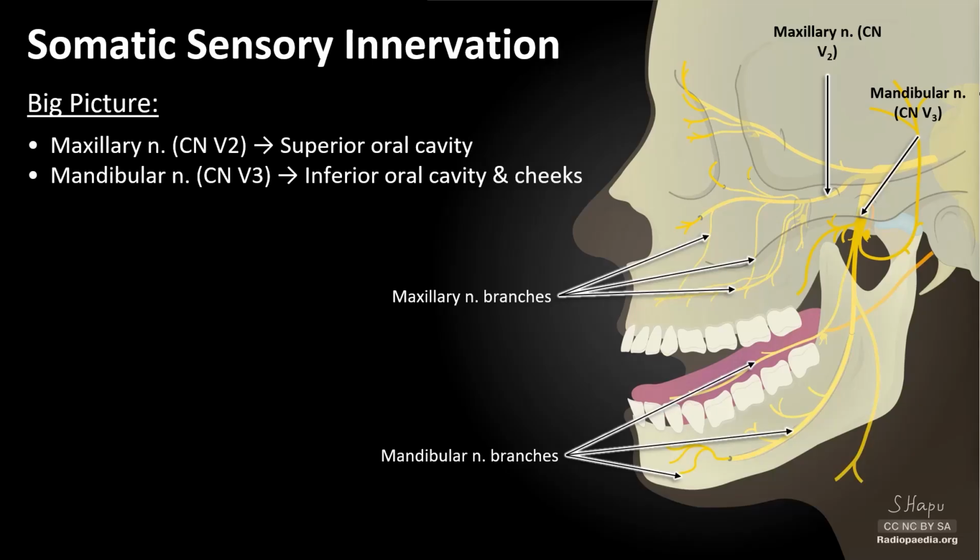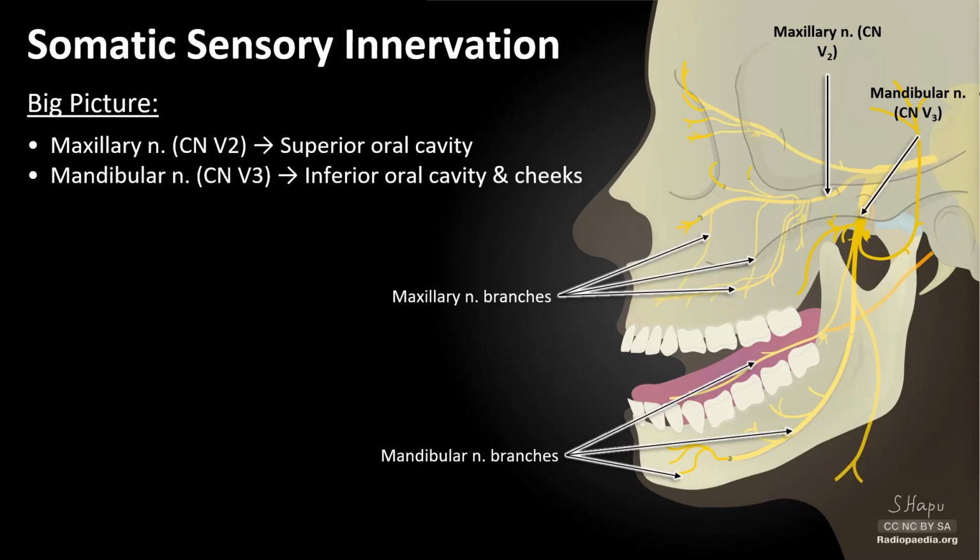I want to start off here painting with some really broad strokes. We'll get at the big picture of oral cavity innervation before we start talking about details. So when it comes to somatic sensory innervation, the oral cavity is in the head, and all sensory innervation for the head is carried by the trigeminal nerve.